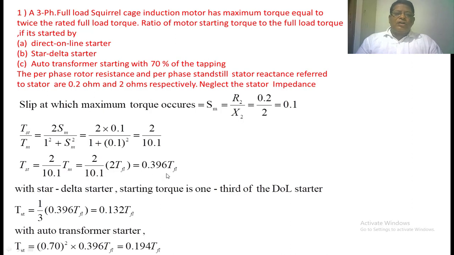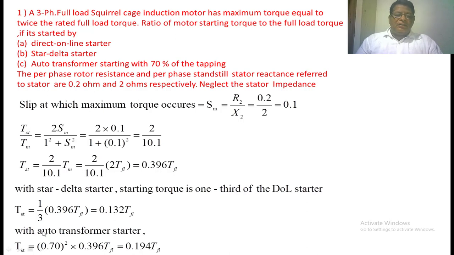Suppose we want to start the same squirrel cage induction motor by means of a star delta starter. With the star delta starter, the starting torque is 1/3 of the DOL starter. So the starting torque equals 1 by 3 times the torque developed in a DOL starter. If you simplify this, you get 0.132 full load torque.